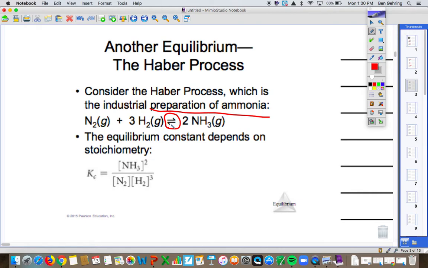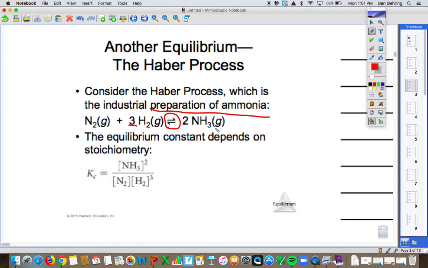Because in this case my constant depends on stoichiometry, we can simplify the steps from the last slide. You take the concentration of your products, which in this case is NH3, raised to the exponent, which is 2, divided by the concentration of the reactants multiplied together, and again they are raised to their respective coefficients. N2 doesn't have a coefficient, so we assume 1, so it's just the concentration of N2 multiplied by the concentration of H2 raised to the third power.